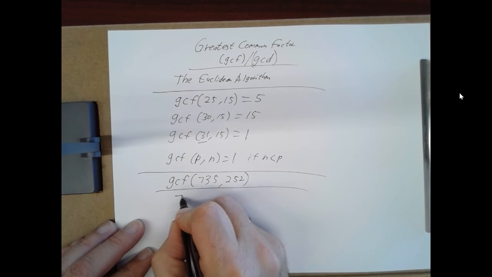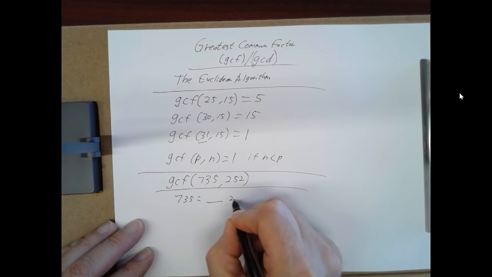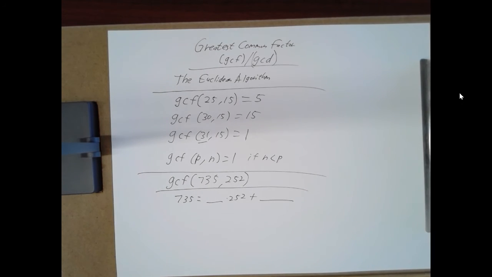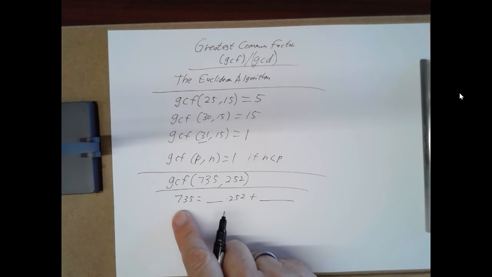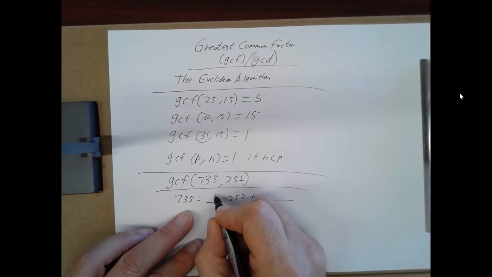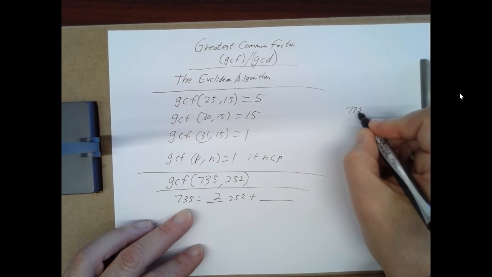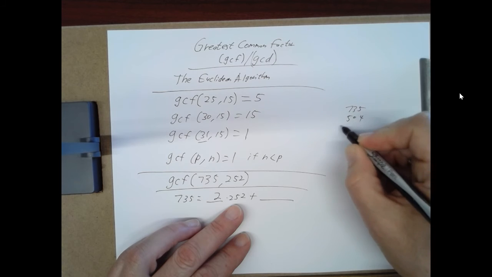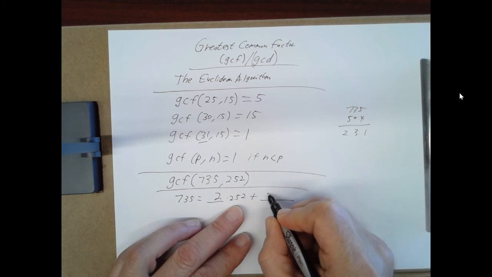Take your larger number and write it as something times your smaller number plus some remainder. So 252, it's not going to go into 735 3 times, because that would be 756. But it will go in twice. So 735 is twice 252, which is 504, plus a remainder of 231.